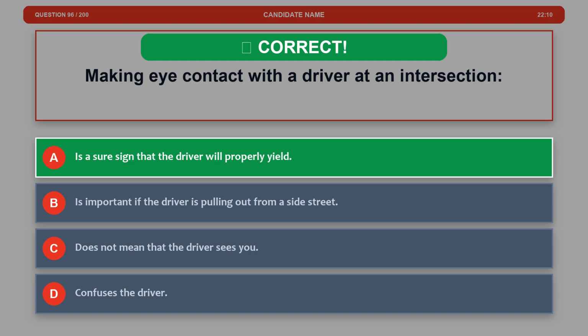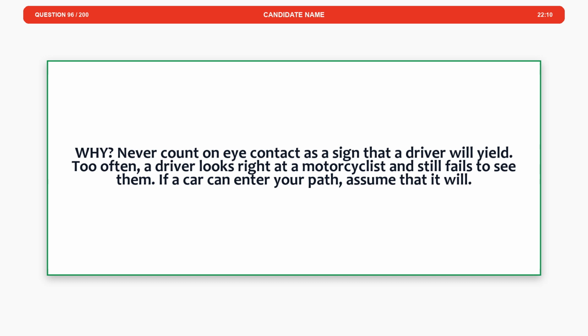The correct answer is option A, is a sure sign that the driver will properly yield. Explanation. Never count on eye contact as a sign that a driver will yield. Too often, a driver looks right at a motorcyclist and still fails to see them. If a car can enter your path, assume that it will.